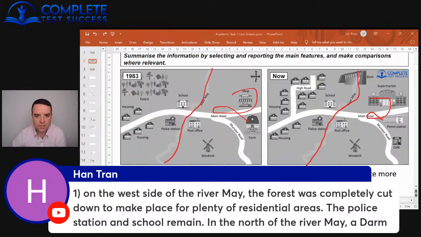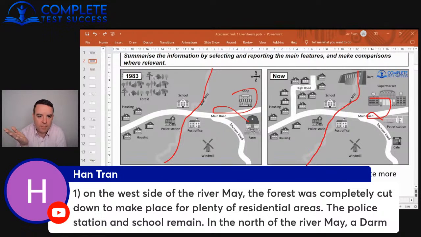Like most of the students, your locations aren't specific enough. So the forest was completely cut down to make way, or make space, not place, make space for plenty of residential areas. We would say to make space for a residential area which has, I can't remember, did we say 9 houses? Yeah, with 9 houses. So give the number of houses, be as specific as possible.